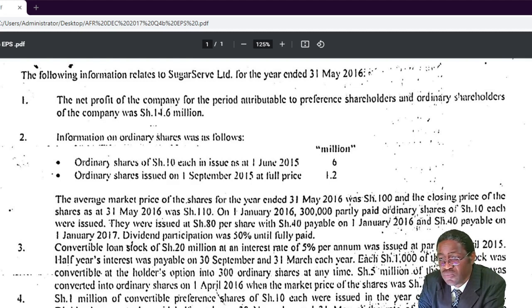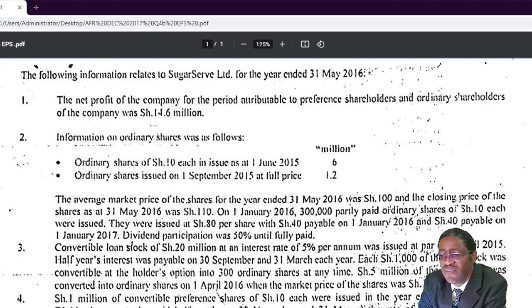Number 2, information on the ordinary shares was as follows. Ordinary shares of shillings 10 each in issue on 1st of June 2015. Don't forget, up there we have been told the year is ending on 31st May 2016. Now they are saying on 1st June 2015, there were 6 million ordinary shares. Then ordinary shares issued on 1st September 2015 at full market price. That is 1.2 million.